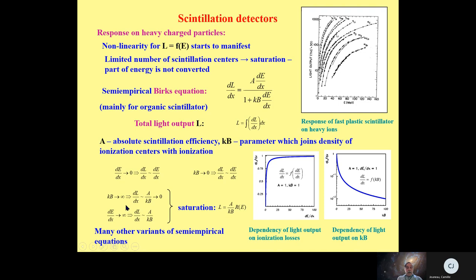In opposite, if you have a very small number of these possible transformations, that means this KB is going to infinity. In this case, have a look here. If this is infinite, then for any ionization it is very much higher than this one, and that means this is infinite and this is going to zero. That's okay. This is going to zero.